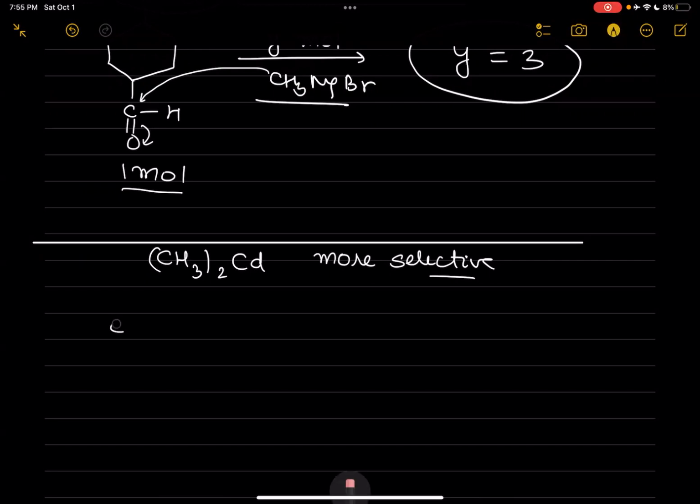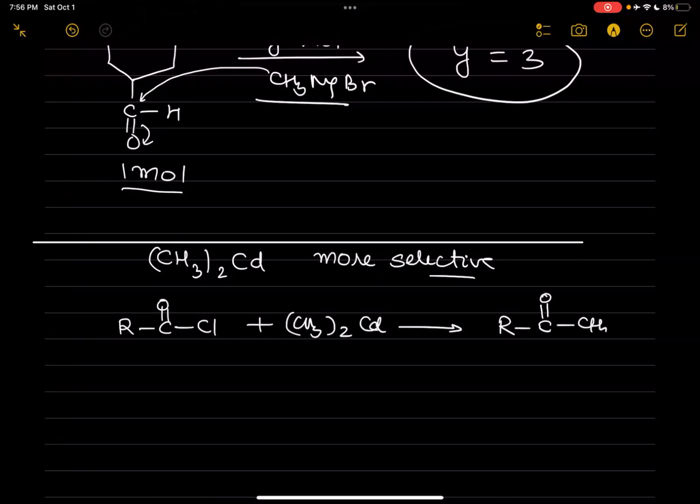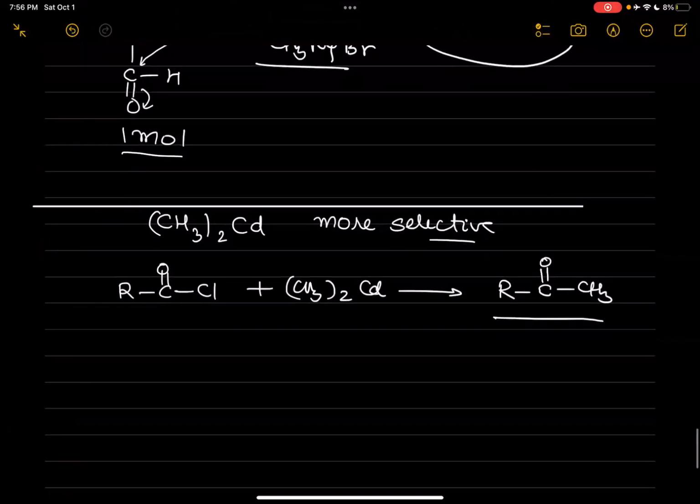So what is the reagent? This is known as dimethyl cadmium. You can write the name. This is considered a better reagent for the preparation of ketone from RCOCl. (CH3)2Cd is less reactive, more selective. So it is going to add only on RCOCl to give you RCOCH3. That's it.